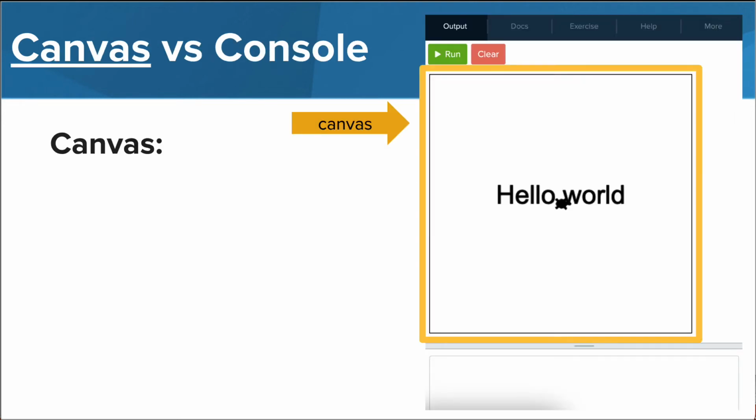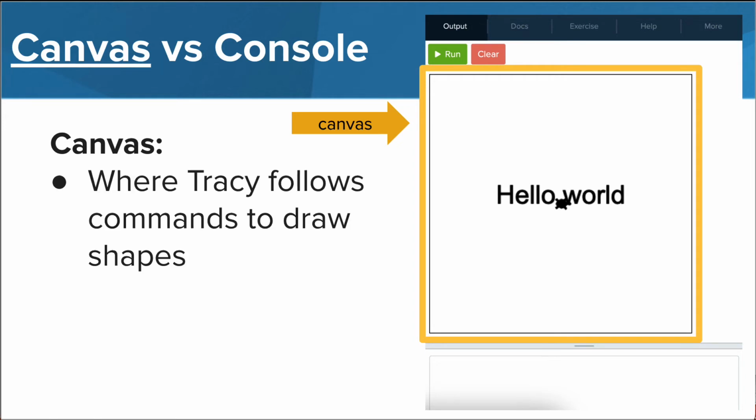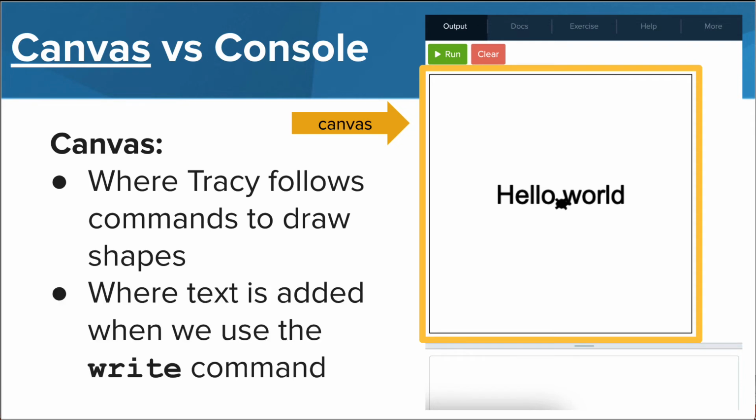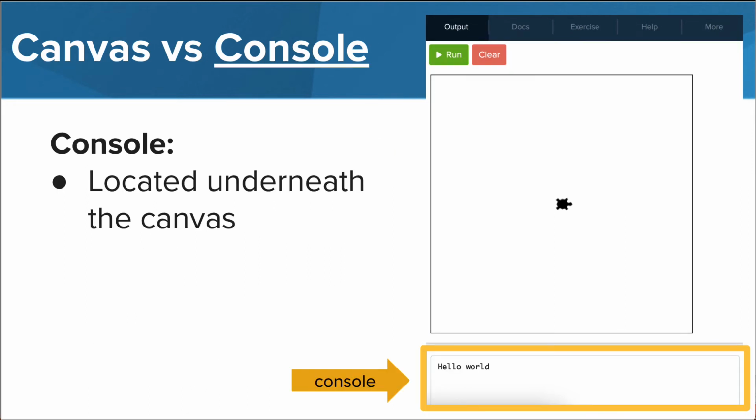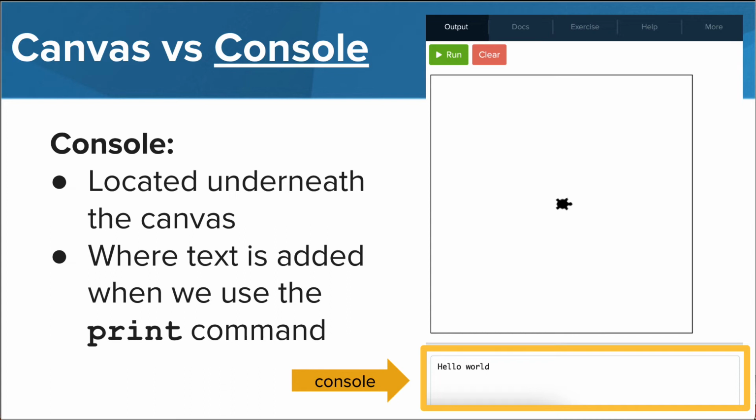We also talked briefly about the canvas and the console when we were looking at the IDE, so let's make sure we understand the difference. The canvas is where Tracy follows our commands and draws shapes. When we use the write command, the canvas is where the text labels get added. The console is located beneath the canvas. When we use the print command, the text appears in the console.